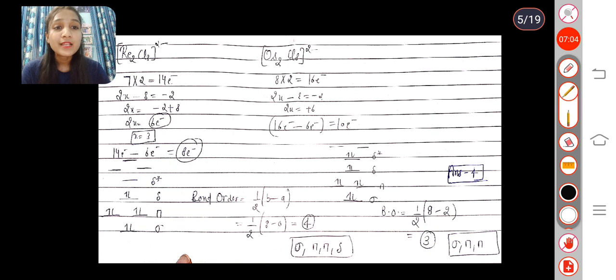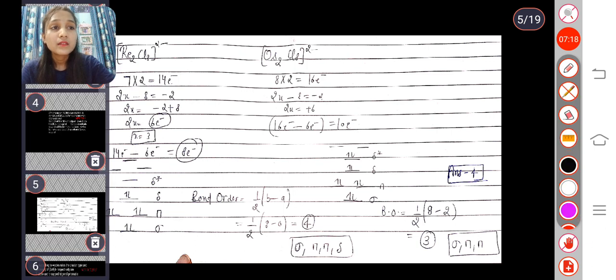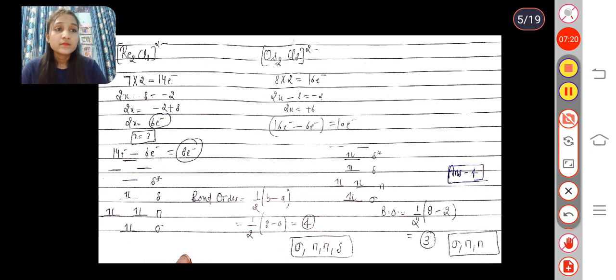In the first complex we have a delta bond present. Where a delta bond is present, that complex is always staggered, and where a delta bond is absent, the complex is always eclipsed. So the first complex is... I think I told you in reverse.